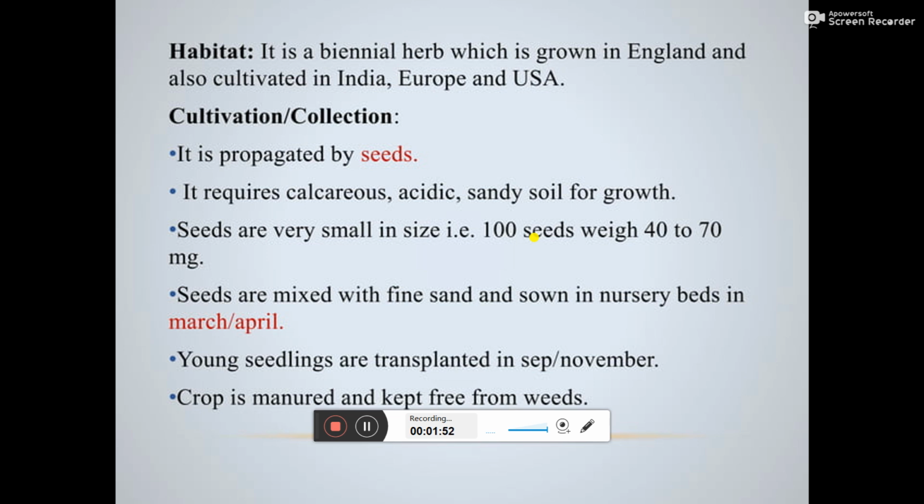For the soil condition, calcareous, acidic, sandy soil is required for favorable growth. These seeds are very small in size, so 100 seeds weigh 40 to 70 mg, and per hectare it requires 1 to 3 kg of seeds. These seeds are mixed with fine sand and then sown in a nursery bed in the months of March and April. After it develops young seedlings, it is transplanted into the field in the months of September to November. And this crop is manured and kept free from weeds.